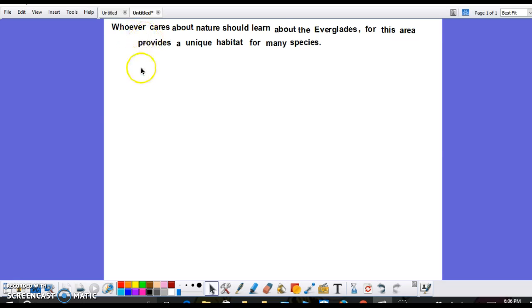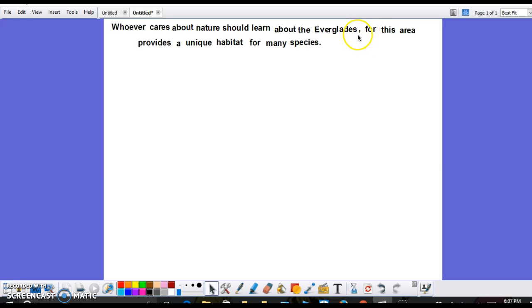You want to read it out loud? Whoever cares about nature should learn about the Everglades, for this area provides a unique habitat for many species. Very good. And is there anything as far as structure, like what kind of sentence this is, that stands out? If you're trying to figure out if this is a simple, compound, or complex sentence, what is something that stands out to help you? It's a compound sentence. Good. There is a "for." Right there.